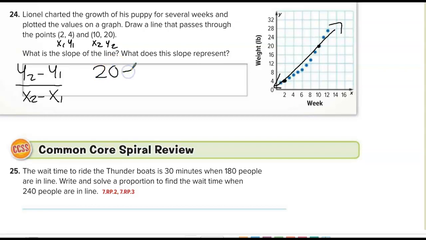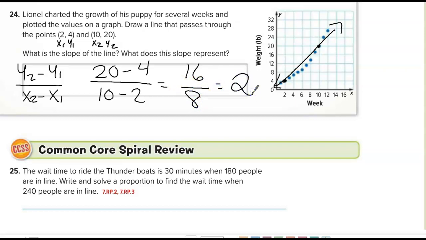Minus Y1, 4, over 10 minus 2. 20 minus 4 is 16, over 8, which is what? 2. 16 divided by 8 is 2. Okay, so 2 what? Weeks? No, 2 pounds per week. So 2 pounds per 1 week. So that's the average weight gain of the puppy, 2 pounds per week.